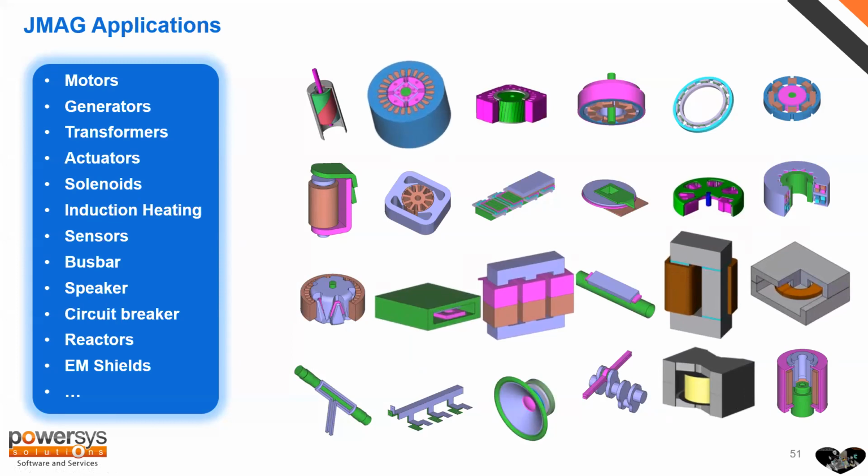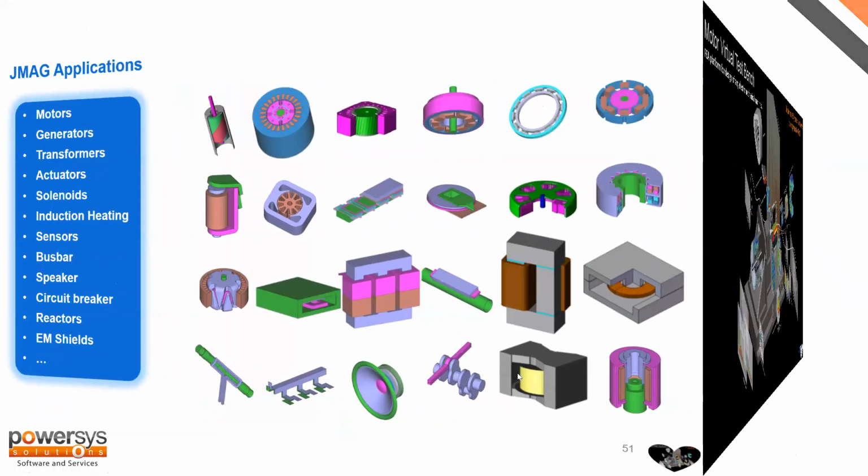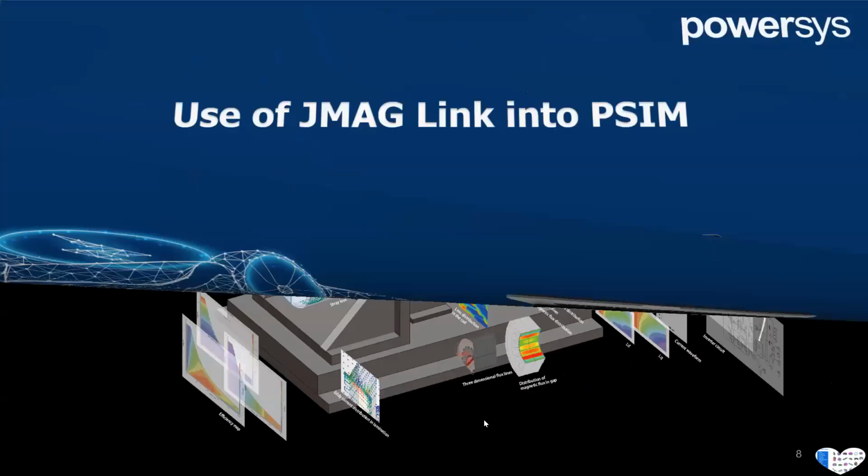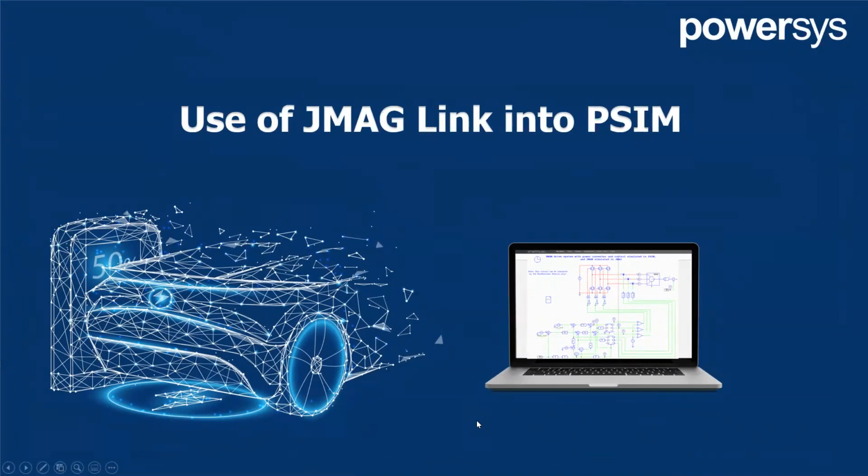Okay, so any different application can be simulated with JMAG. So we have a motor, a transformer. All this kind of application can be used in JMAG Designer or a JMAG-RT model. Okay, so now I can give back the control to Adrien, who will show you the link between JMAG and PSIM.